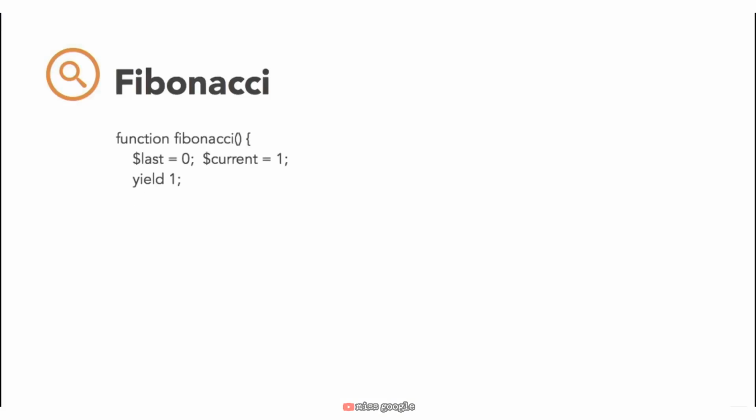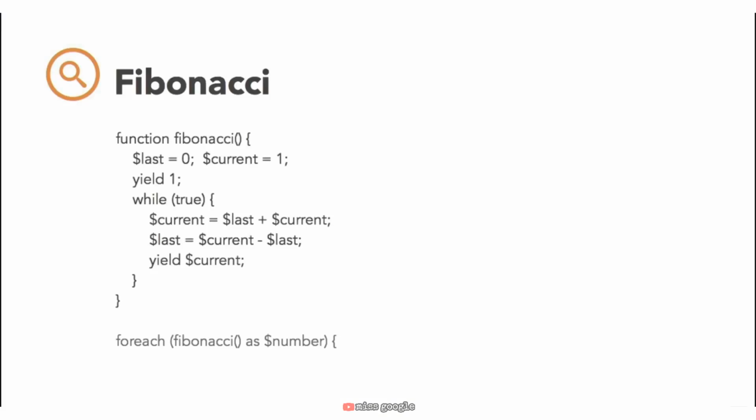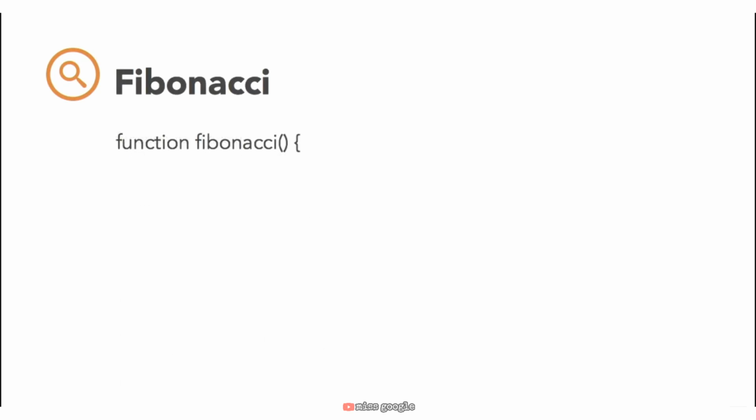As an algorithm using the concept of a generator, it would look something like this. Let's walk through each of these pieces one by one and see exactly what's happening. First, we have a function Fibonacci that we are creating. Fibonacci defines two variables, the last and the current, i.e. our seed values. Next, it yields 1.